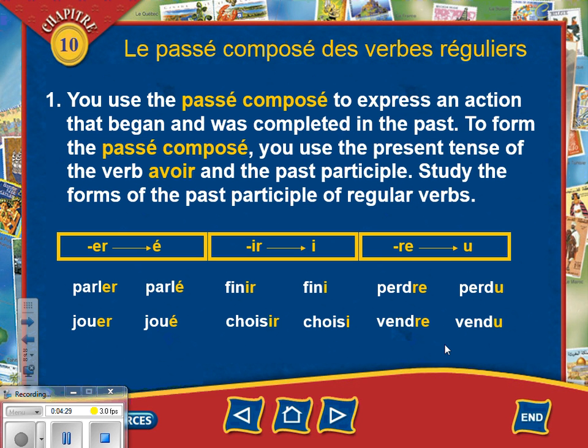All right, so let's look at the difference in what these mean. To speak, spoke or spoken. To play, played. To finish, finished. To choose, chose or chosen. To lose, lost. And to sell, sold. Go ahead, take a minute to finish up those notes.